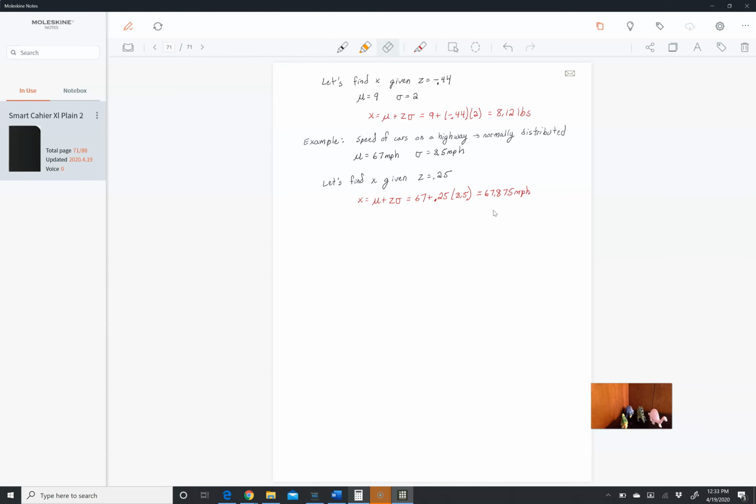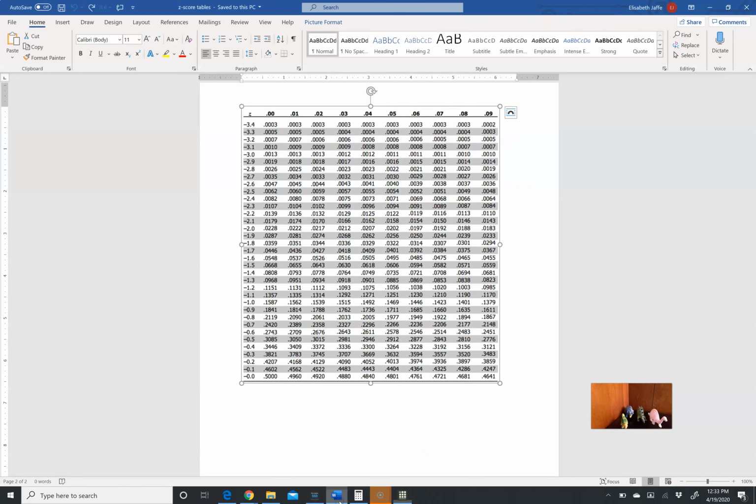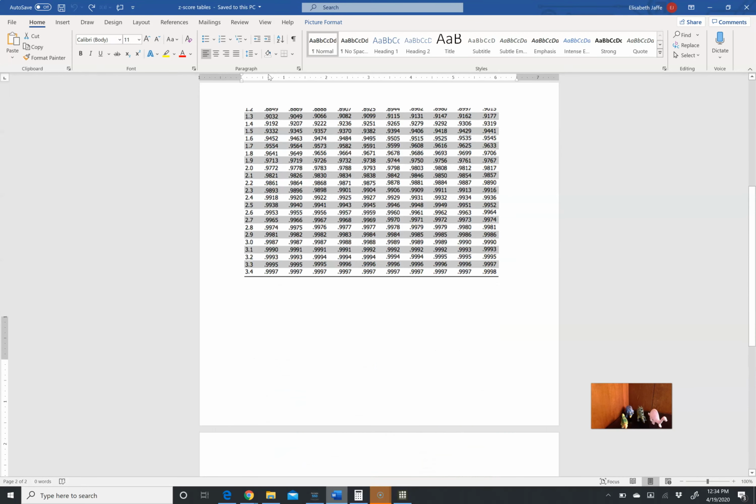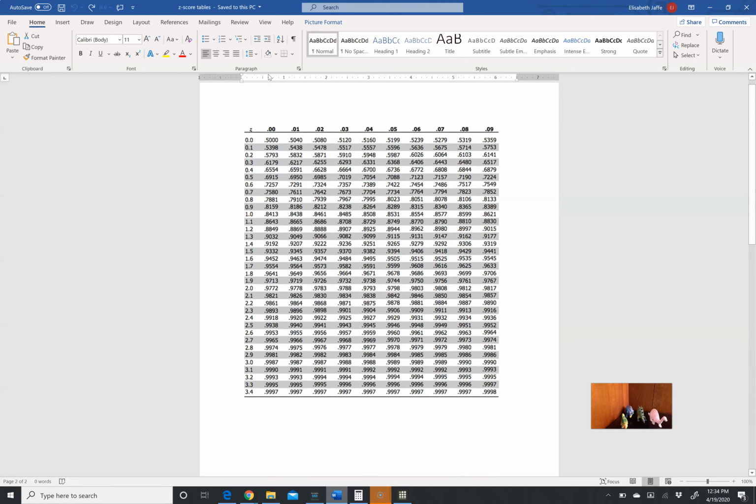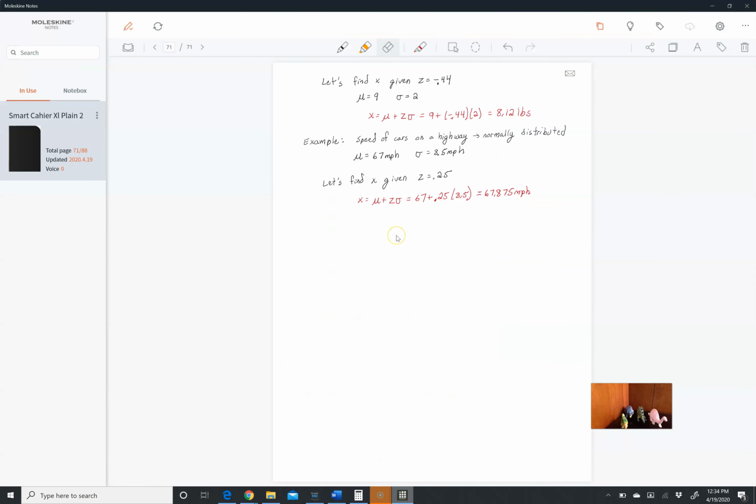If we go to our z-score table and we look for 0.25 as our z-score, this is the percentage of data. So this is saying 59.87% of cars are going less than 67.875 miles per hour. Okay, that's what this is telling us.